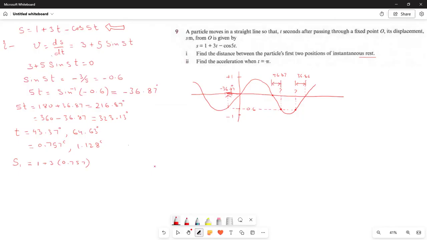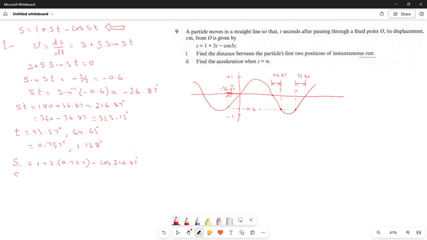Okay, and minus cosine of 5t. Instead of multiplying this by 5, I know that 5t was 216.87 degrees. And you can check that the value of this cosine is 0.8. I can talk about why it is 0.8 exactly, but let's not get into it right now.